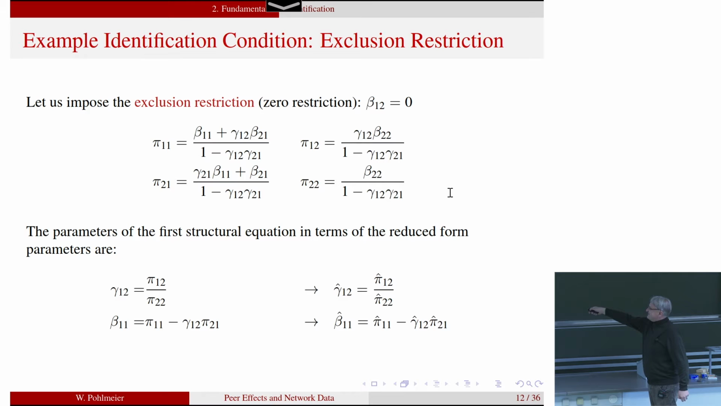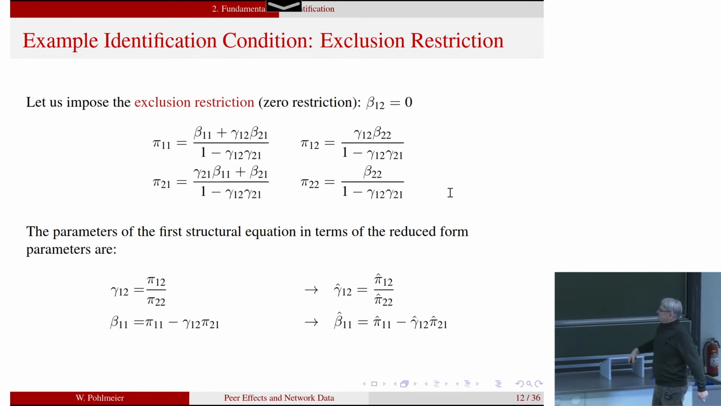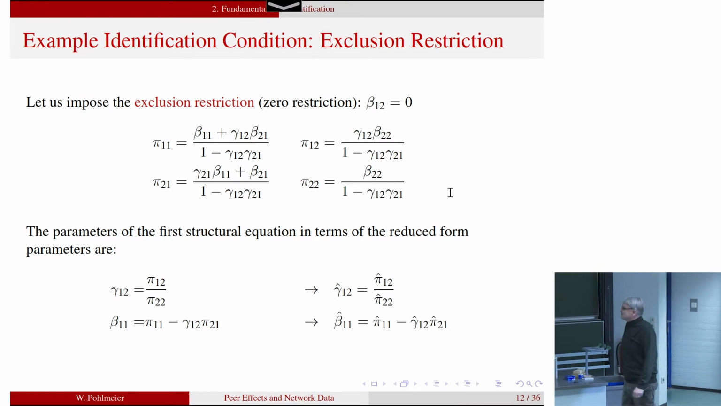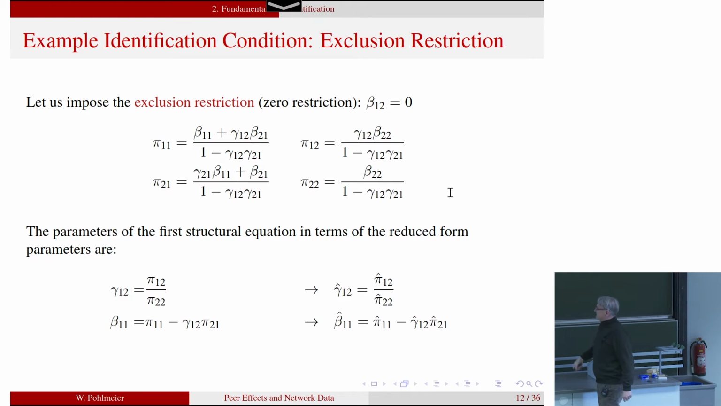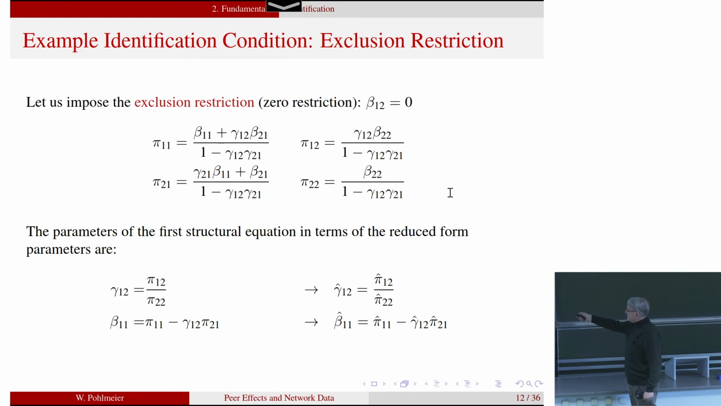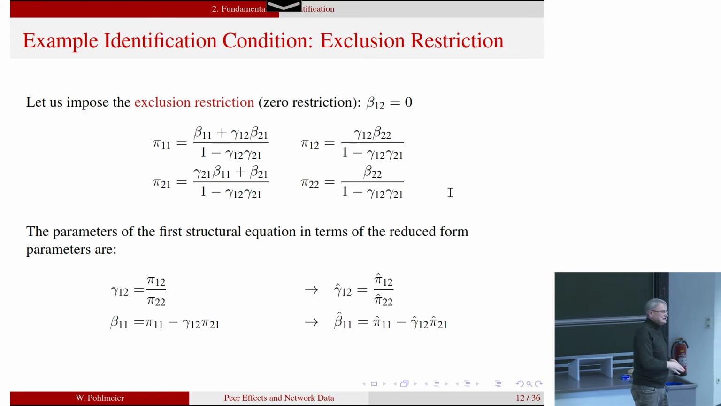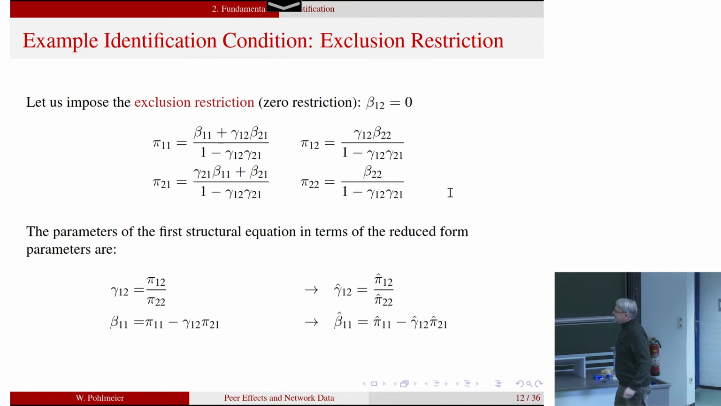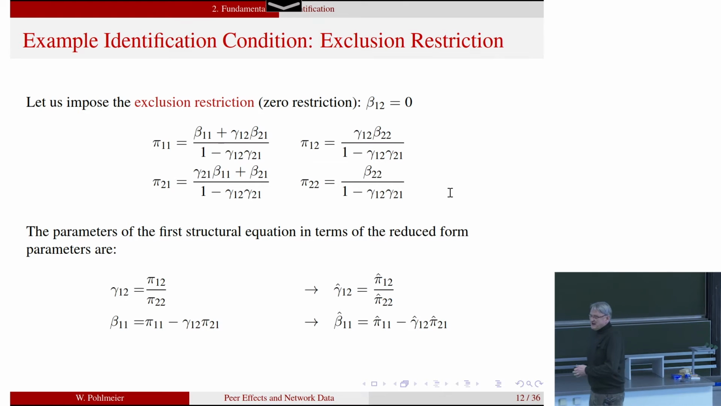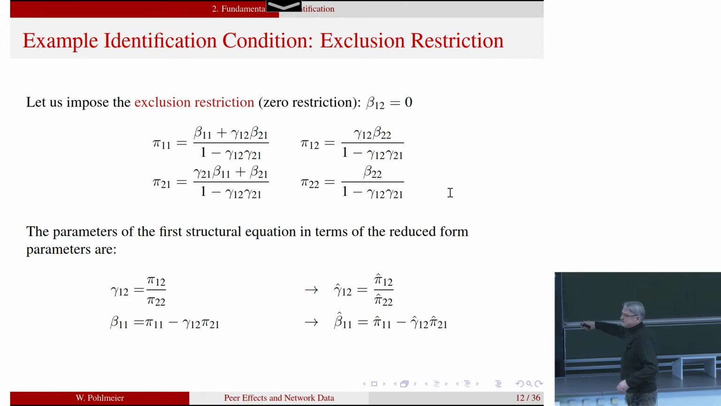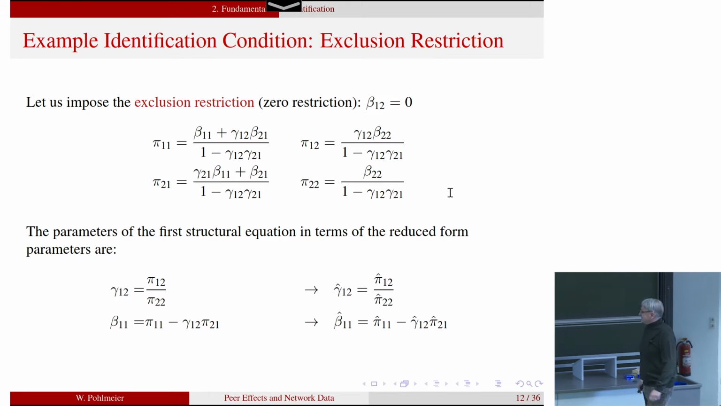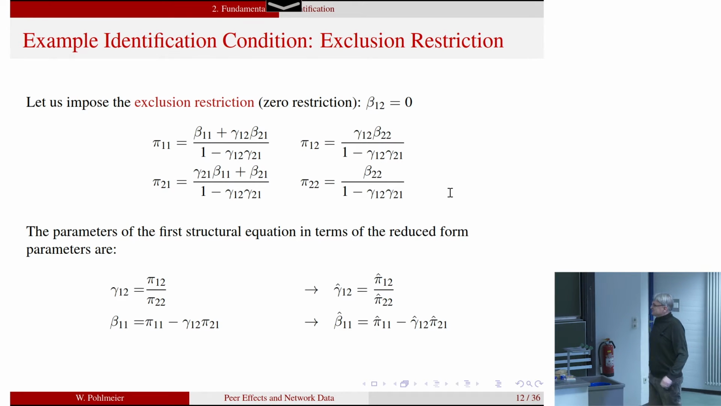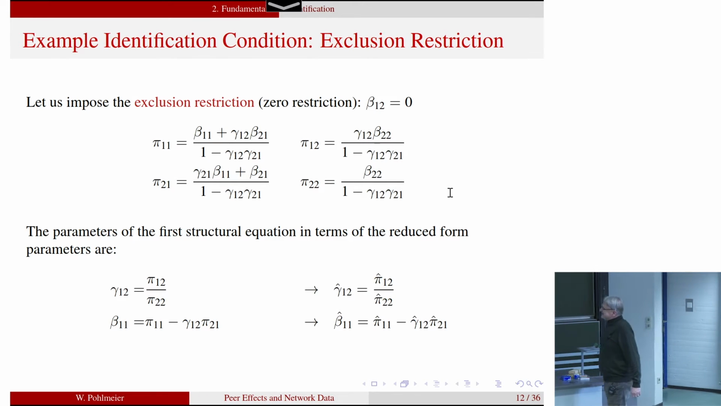So you simply estimate the reduced form, and then the ratio of the two reduced form parameters would be an estimate. A point I would like to make here: you have a ratio of two parameters. That is not completely harmless. Imagine this parameter is very small. Then this gamma would go to infinity in absolute terms.